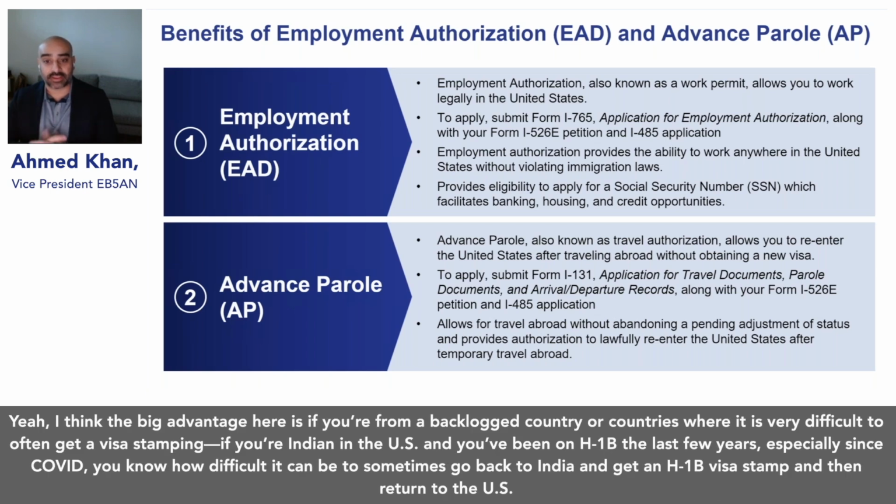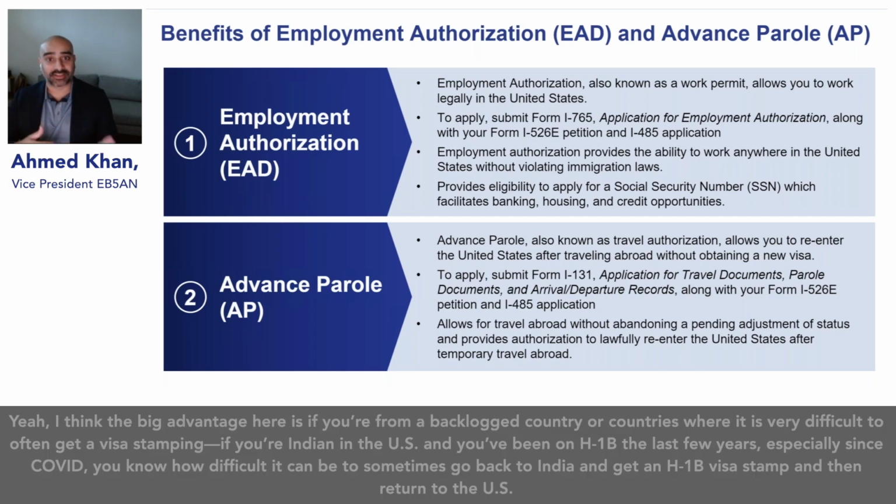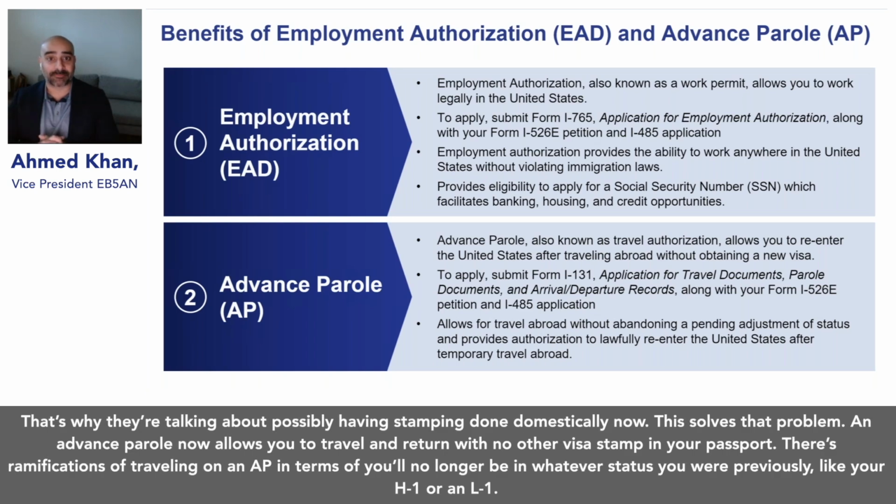And I think the big advantage here is if you're from a backlog country, or countries where it is very difficult to often get a visa stamping, right? If you're Indian in the U.S. and you've been on H-1B the last few years, especially since COVID, you know how difficult it can be to sometimes go back to India and get an H-1B visa stamp and then return to the U.S. That's why they're talking about possibly having a stamping done domestically now. This kind of solves that problem, right? An advanced parole now allows you to travel and return with no other visa stamp in your passport.